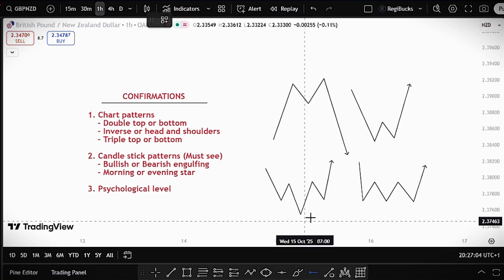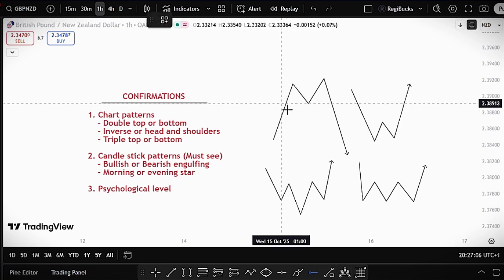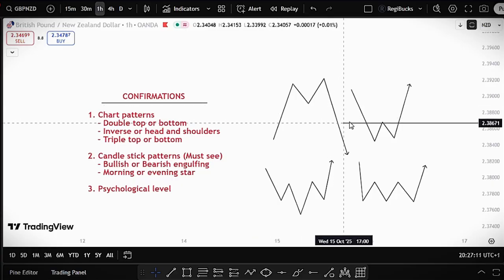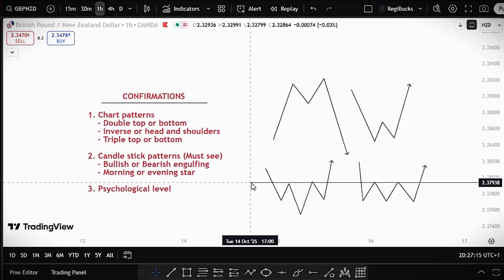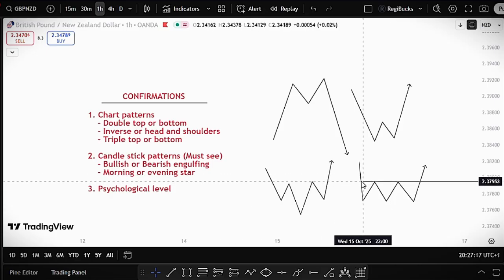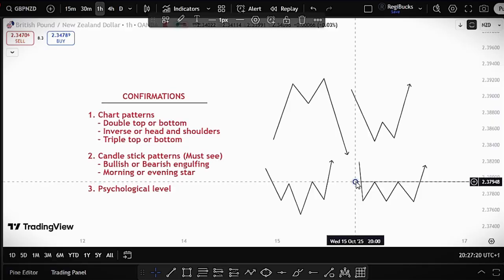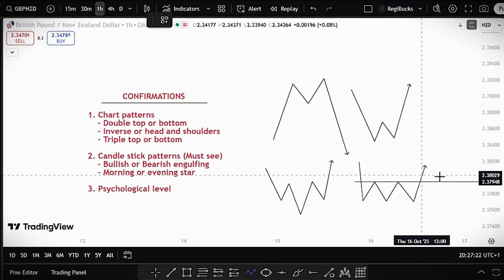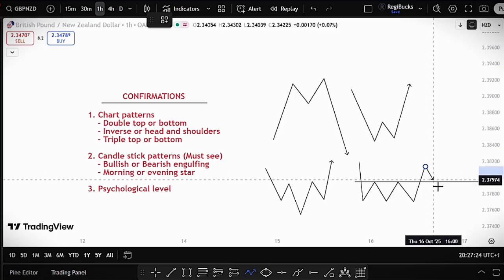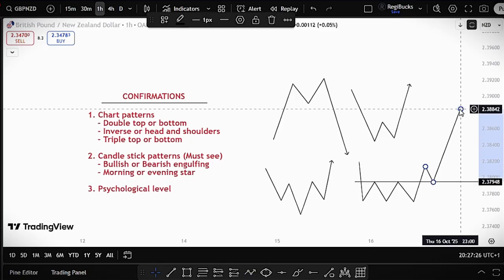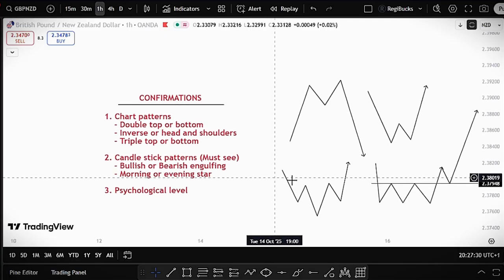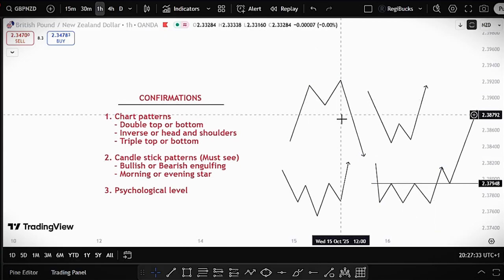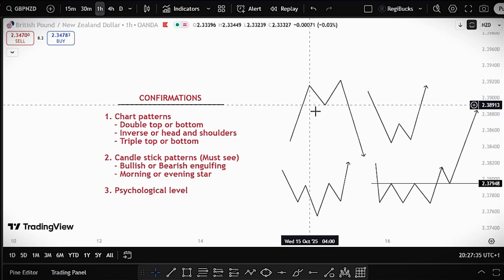So let me mark out the neckline. So this right here is the neckline of this pattern. This right here too is the neckline. Also this right here too is the neckline. And then you have this one neckline. So most times when they break the neckline, they'll come back, retest, and then go higher. That's what mostly happens. So it is not a valid pattern until the neckline is broken.